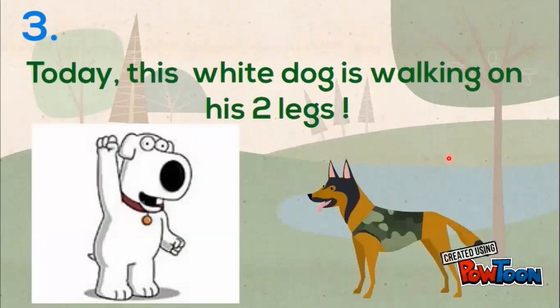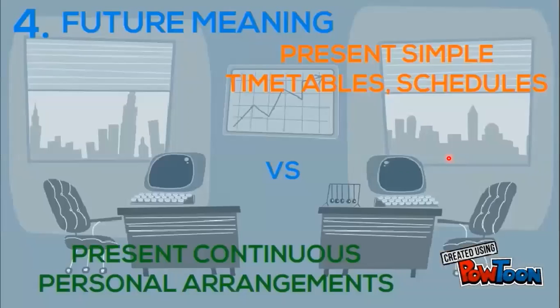But today we have this little friend. This white dog is walking on his two legs. So it's an event, something special, something that, as you can see, is a cartoon. So obviously it's not a fact. Okay, here we have another fight. We have timetables or schedules. Like today you have language class at 12:30. That's in your schedule.